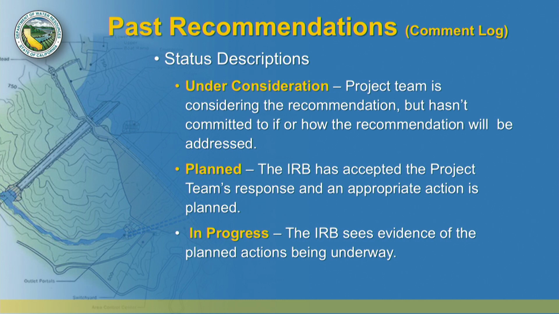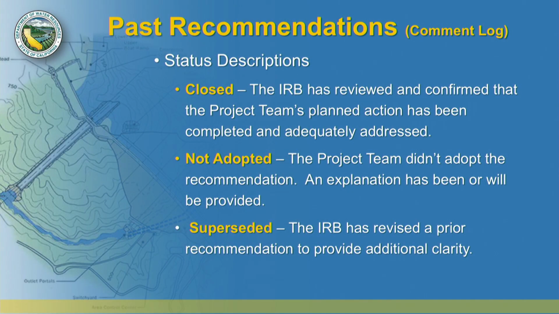We have a planned status label where the Independent Review Board has accepted the project team's response and an appropriate action is planned, and we know that that's coming. We have a status label called In Progress where the Independent Review Board does see evidence of the planned actions underway. Then we have a closed status where the Independent Review Board has reviewed and confirmed that the project team's planned action has been completed and adequately addressed. And then we have a not adopted category where the project team didn't adopt the recommendation and has provided an explanation. And there, in at least one case, we have a recommendation that's been superseded.